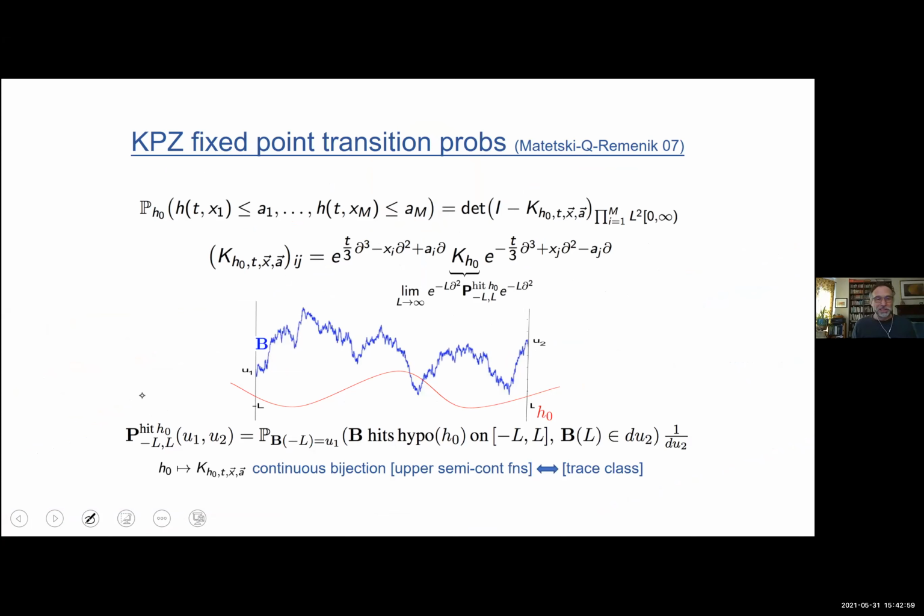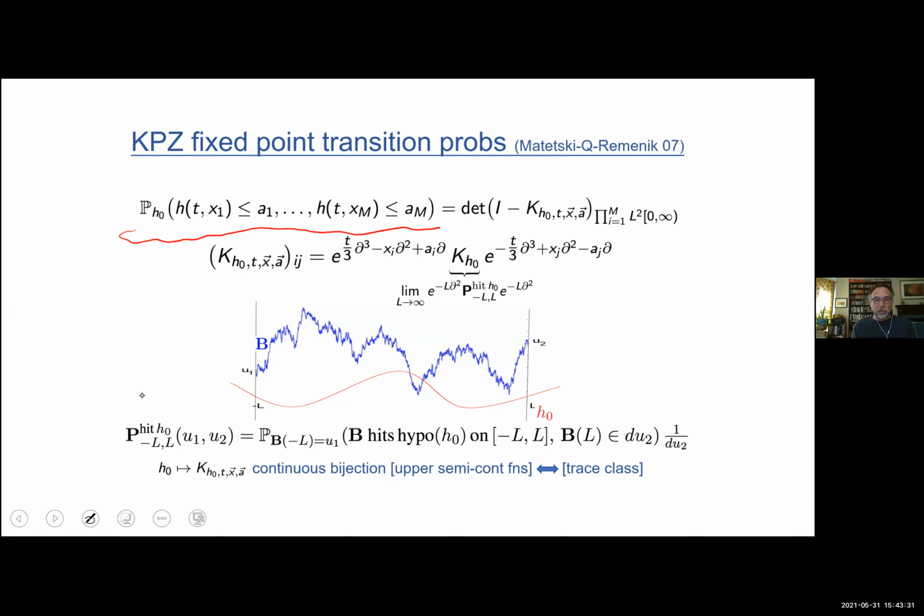Then the punchline is, here are the exact transition probabilities of the KPZ fixed point, the finite dimensional distributions. So if you start with some function h0, and now you'd like to know what the finite dimensional distributions are at some time t later. That's all the information you need to describe this stochastic process for a fixed time, the transition probabilities. Just like with Brownian motion, it's defined in terms of its finite dimensional distributions.